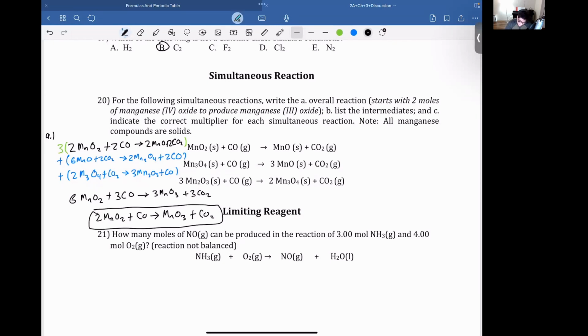All right, then B, what are the intermediates? So what are the things that are formed and then go away? So you can see that MnO is formed and then it goes away in the second one. Same with Mn3O4, it forms in the second one and then it goes away. So MnO and Mn3O4.